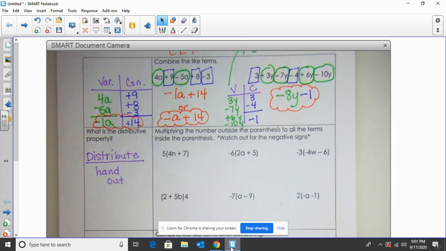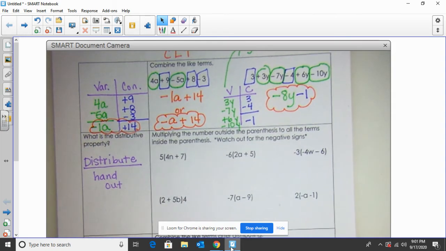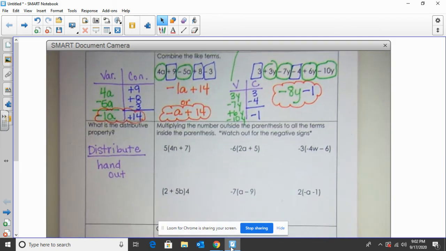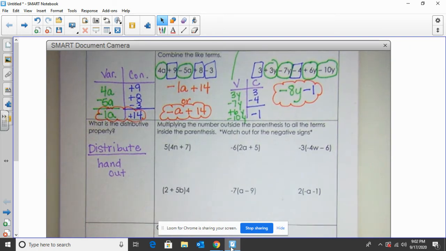If I were going to distribute homework, I better give it to everybody or it wouldn't be fair. Same as if I were to distribute candy. If I didn't give it to everybody, it wouldn't be fair. So when we're using the distributive property, we're using multiplication. Here's how it works. We multiply the number outside the parentheses to all the terms inside the parentheses. Always watch out for your negative signs. Lucky for you guys, you have your calculators to help you with that.